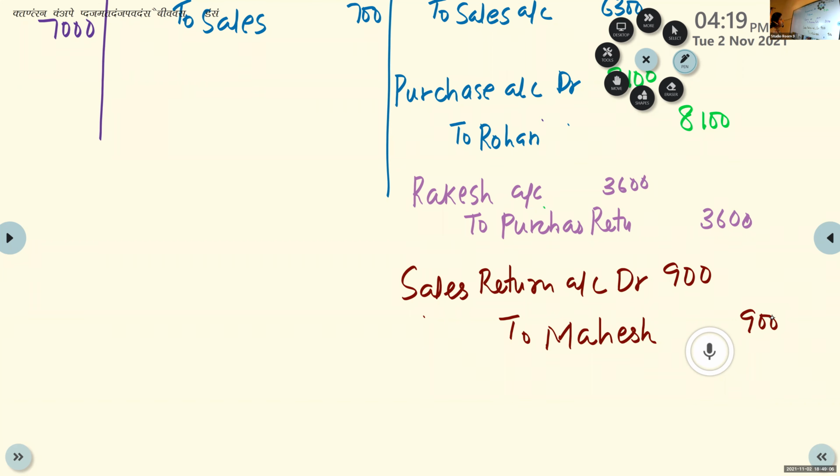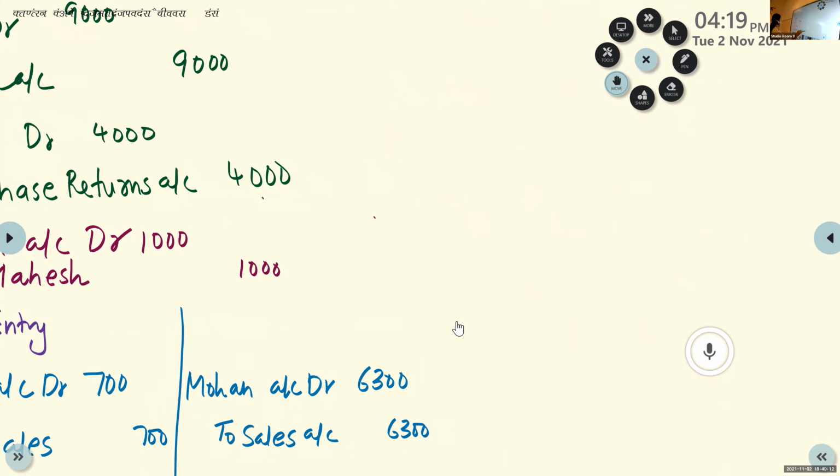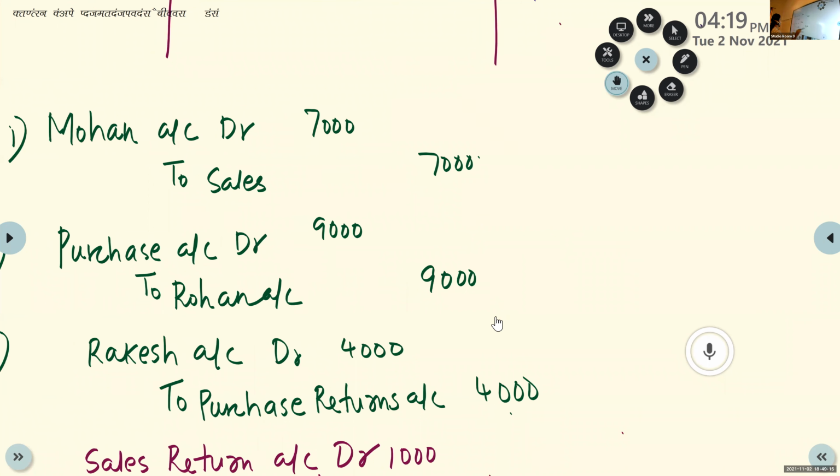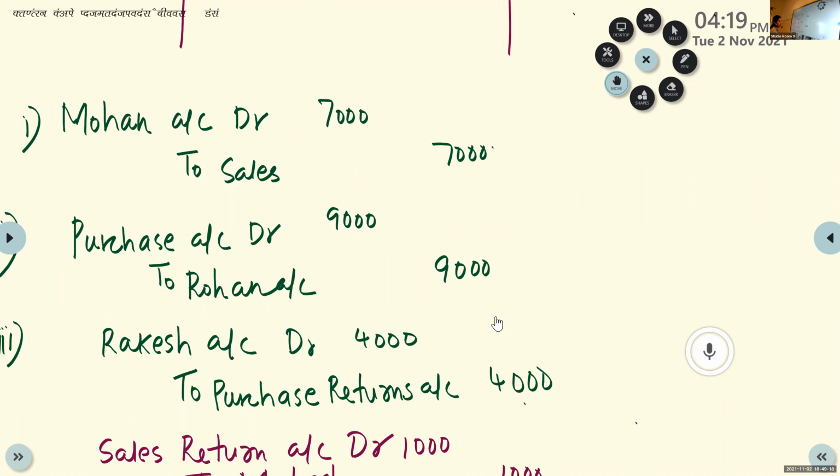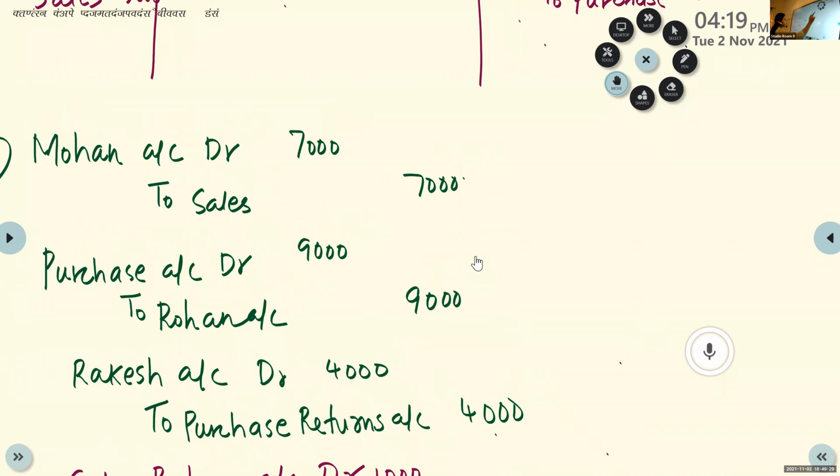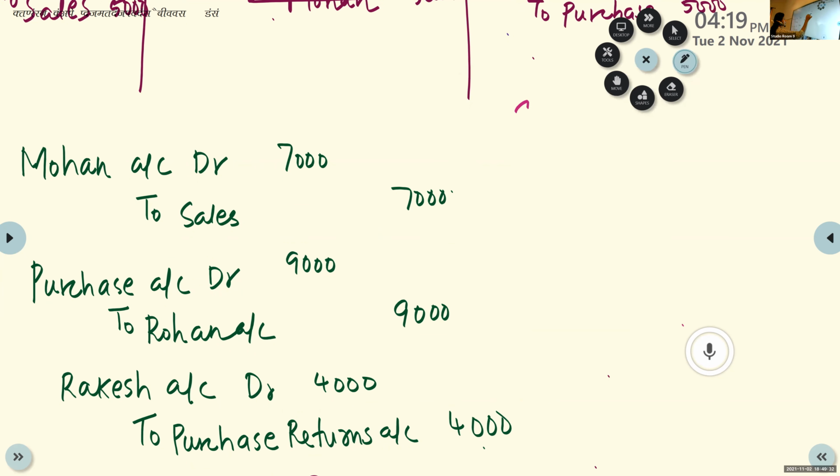So the first case becomes Mohan account debit 7,000 to sales 7,000. That should be the correct one. Instead of that, we have written 7,200. So we will cancel it by writing sales account debit to Mohan, 200. Please complete it.